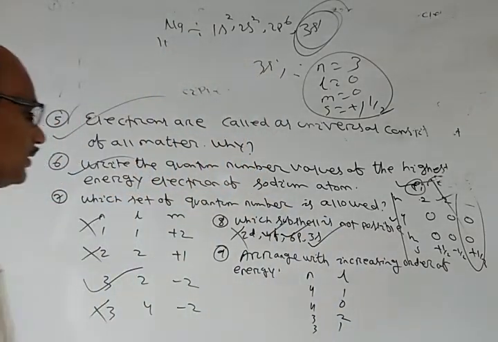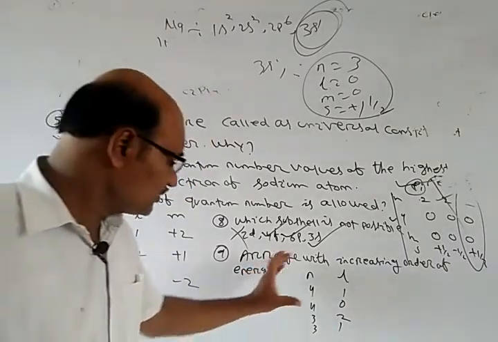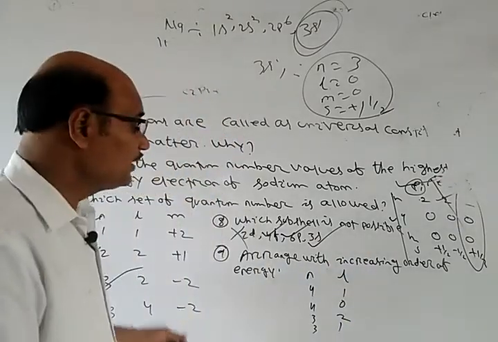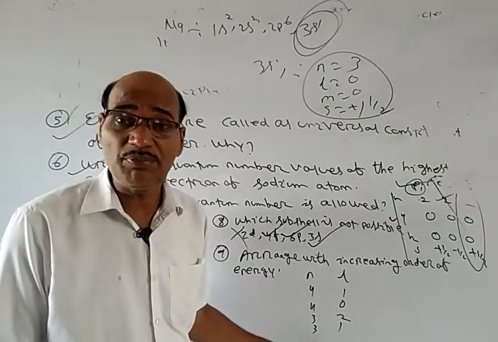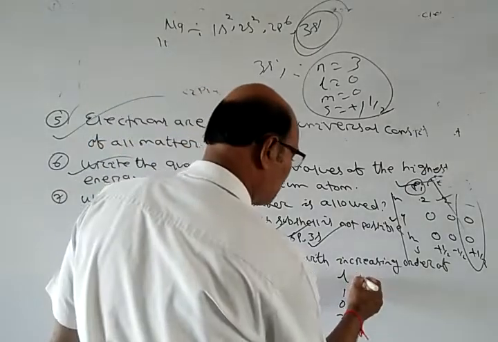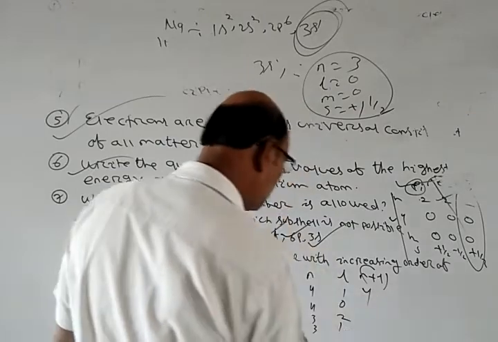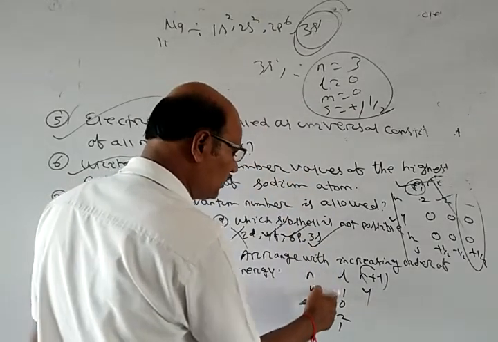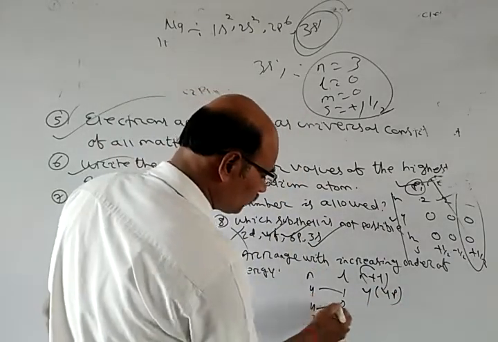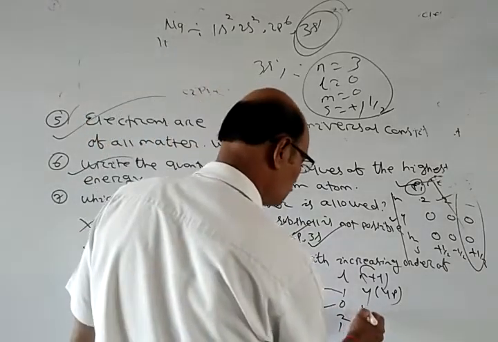Next, arrange in increasing order of energy. We can compare the energy by the n plus l rule. So here n equal to 4, l equal to 1, so 4 plus 1, that is 5. This is 4p. Similarly, n equal to 4, l equal to 0, so 4 plus 0 equals 4. That is 4s.